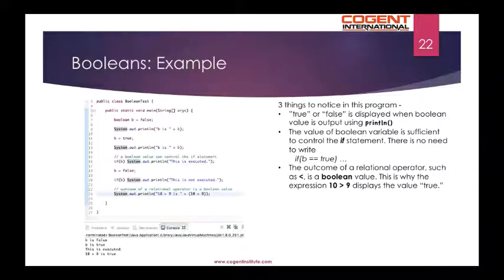So three things to notice in this program. True or false is displayed when a Boolean value is output using println. The value of a Boolean variable is sufficient to control the if statement. There is no need to write b is equal to true. The outcome of a relational operator such as less than is a Boolean value. That is why the expression 10 greater than 9 displays the value true.